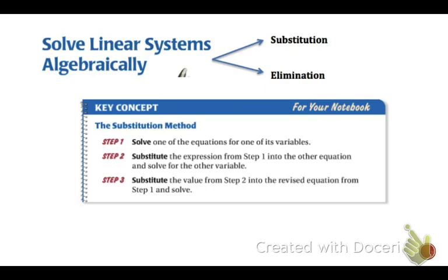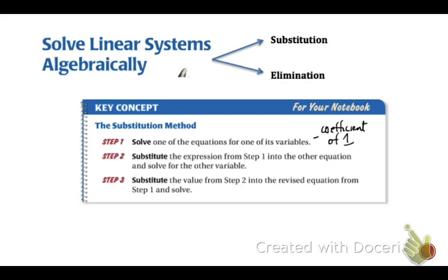The steps are that first you're going to solve one of the equations for one of its variables. Look for variables that have a coefficient of 1, and you can solve for either x or y. The second step is that you're going to substitute the expression from that solved equation in step 1 into the other equation, and then solve for the other variable.